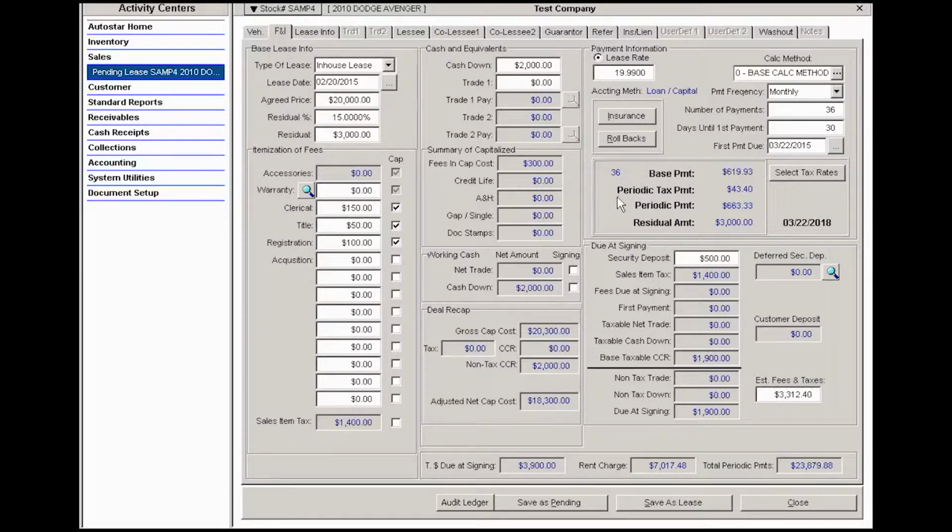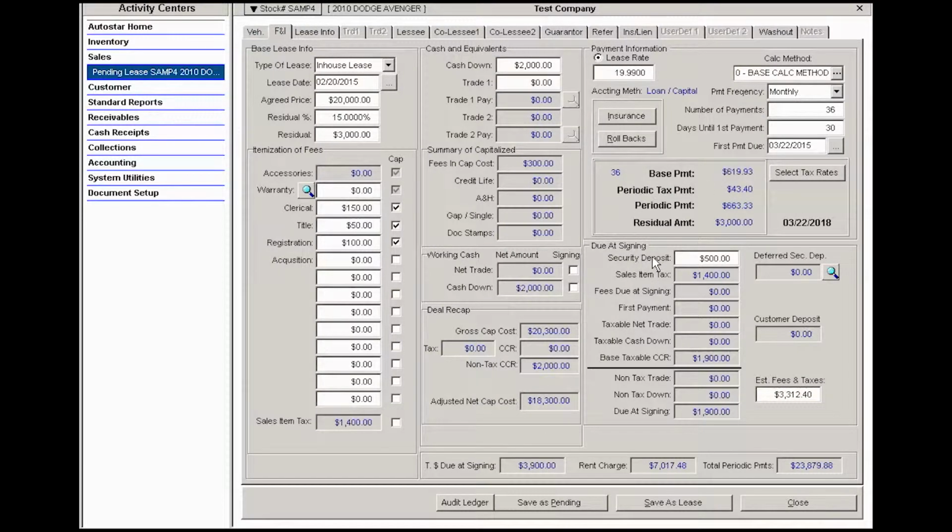Your base payment in a lease, you can tax payments as well as a sale price. So in this example, our payments are being taxed at a rate of $43.40 per payment. So your base payment plus your tax gives you your regular periodic payment of $663.33. This is what a customer would pay every month throughout the term of the lease. And then, like we said in the beginning, the residual amount of $3,000 will be due at the end of the term, which in this case would be March 2018.